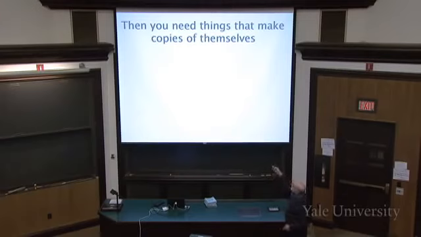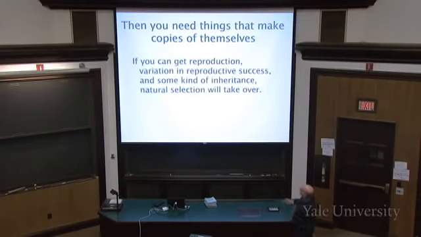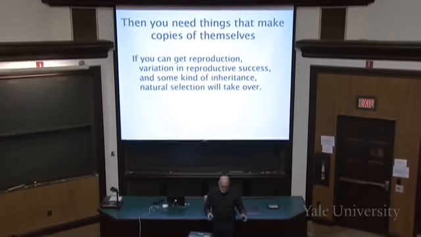And then after you get the building blocks and get them to work together, you need things that will make copies of themselves. So if you can get reproduction, variation in reproductive success, some kind of inheritance, then natural selection will take over. If you can get some kind of primitive genetic molecule, it can get honed into an RNA or a DNA structure. If you can get some kind of primitive cell with a very simple membrane, then natural selection can hone it into a selective filter where there are pores in the cell that let certain things in and out, and so forth.